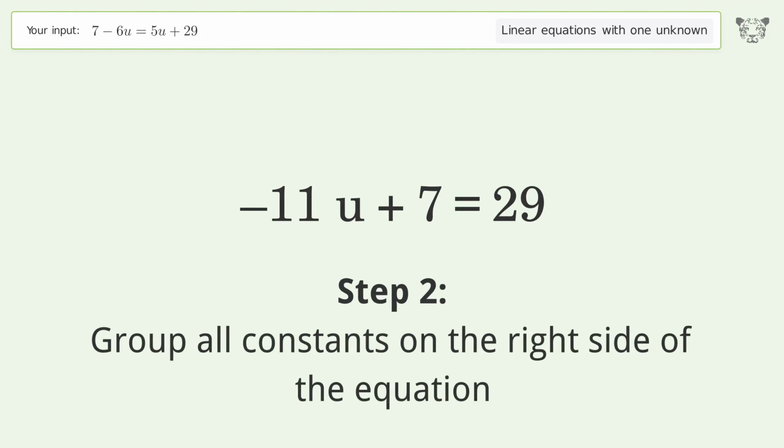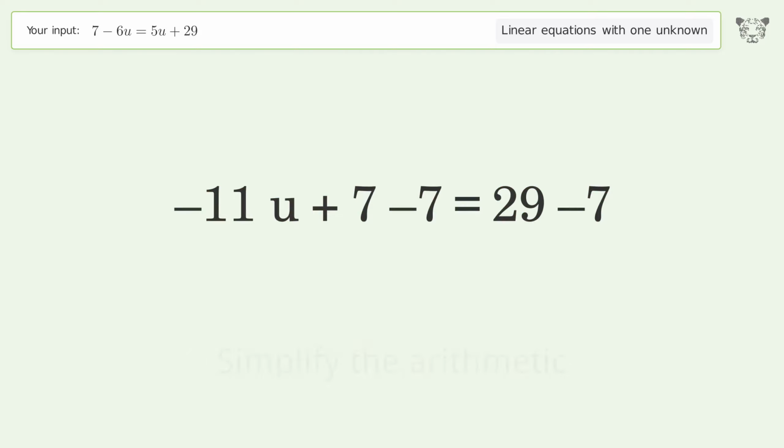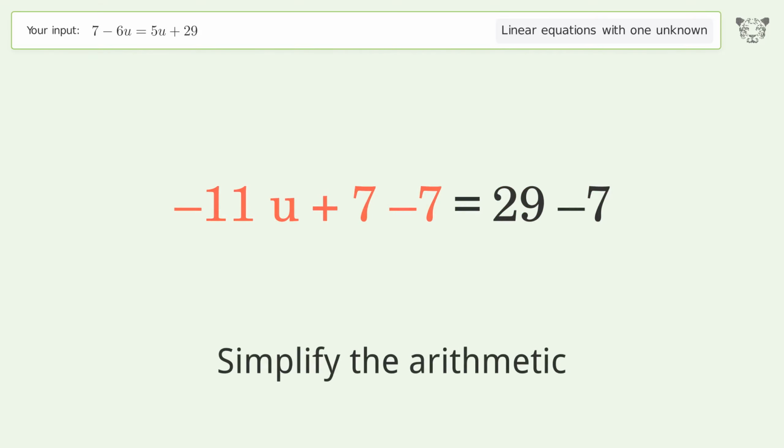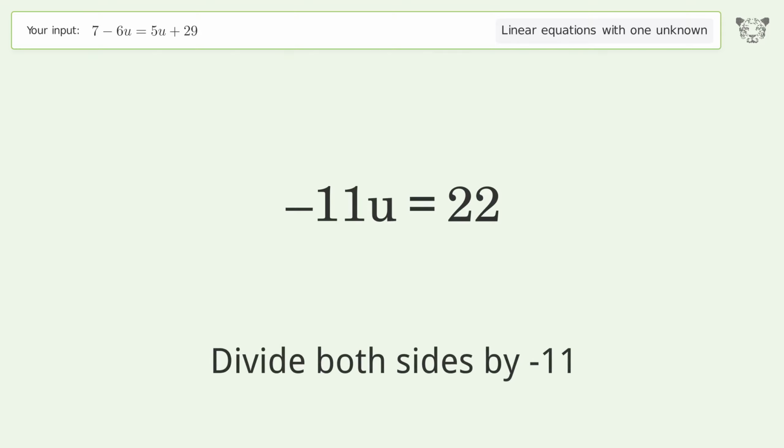Group all constants on the right side of the equation. Subtract 7 from both sides. Simplify the arithmetic. Isolate the u. Divide both sides by -11.